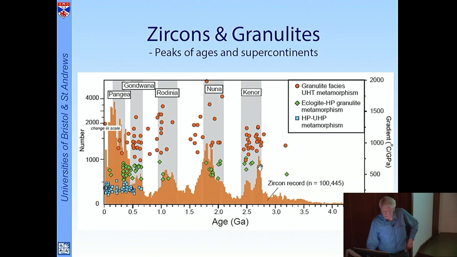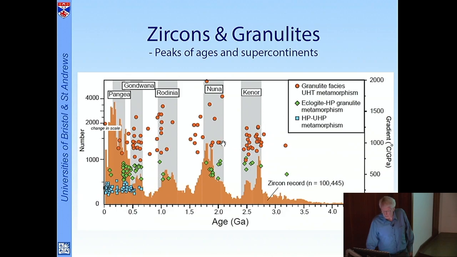And what's interesting is that these peaks of zircon ages are also matched by peaks in the ages of these granulite and eclogite and high-pressure metamorphic rocks that Mike Brown got together, and they have geothermal gradient up the side. So he has these high geothermal gradient rocks in orange, these middle, if you like, geothermal gradient rocks in green. And what is striking is these cold rocks only started about 700 million years ago, and they, Mike Brown would infer, date the onset of plate tectonics as we see it today.